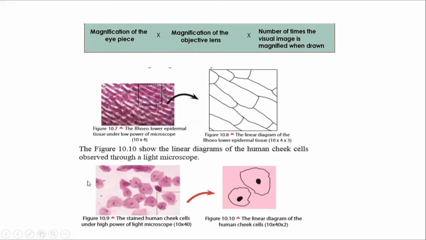Let's look into the second figure. It is the stained human cheek cells under high power of a light microscope. Already here they have given us the magnification of the eyepiece and the magnification of the objective lens. So you just need to multiply this part by 2. What is this 2? It is the number of times the visual image is magnified when drawn. So 10 multiplied by 40 multiplied by 2 is the magnification of this linear diagram. To understand this further, let's look into certain examples.